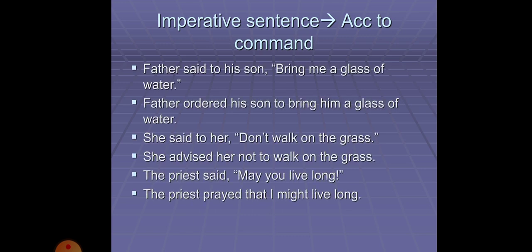For imperative sentences, which are commands, you have to use ordered or advised, according to the request, command or advice. Whatever the sentence pertains to, you will use that word in place of "said to". Father said to his son, bring me a glass of water. Father ordered his son to bring him a glass of water. Since this sentence is a command, the word ordered is used in place of "said to". In the next sentence, advice is given. She said to her, do not walk on the grass. She advised her not to walk on the grass.